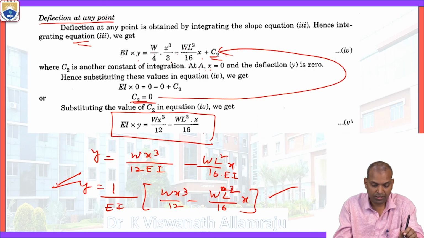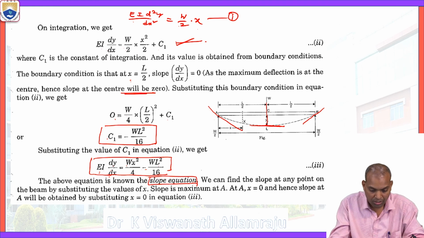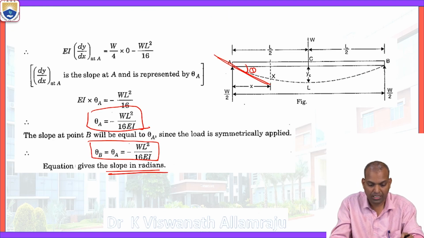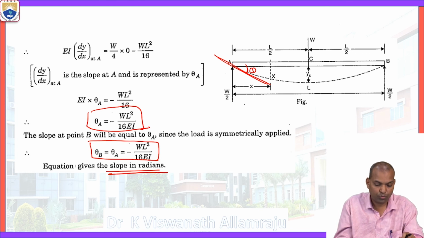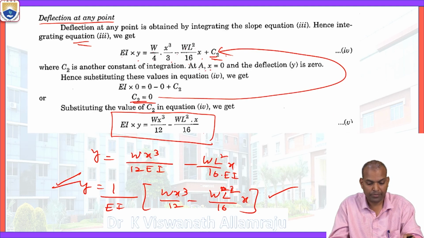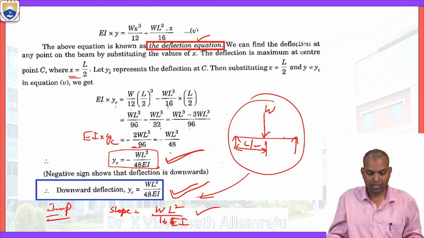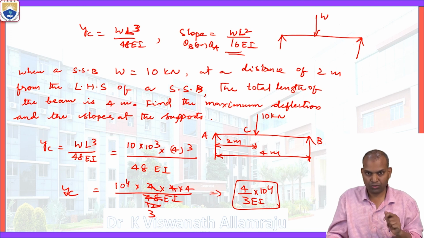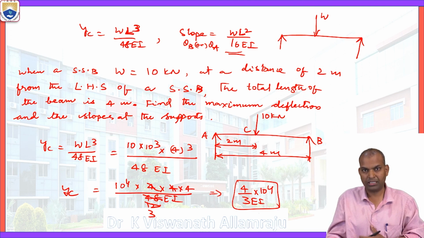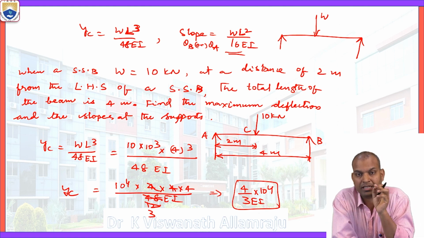The double integration method and moment area method are applicable for single loads, whereas Macaulay's method is useful when the beam is subjected to multiple loads. Here we applied the double integration method and derived the equations for both slope and deflections. For slope it is WL square by 16 EI. For deflection it is WL cube by 48 EI. And we solved the deflection at the center, the maximum deflections and maximum slopes.